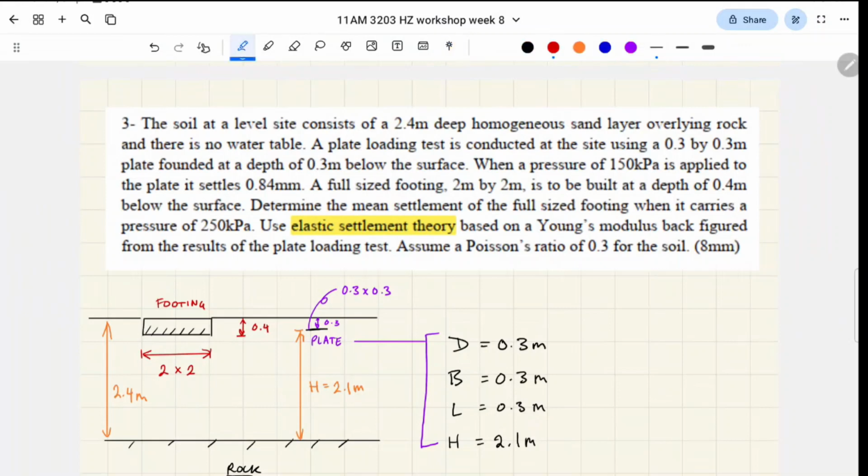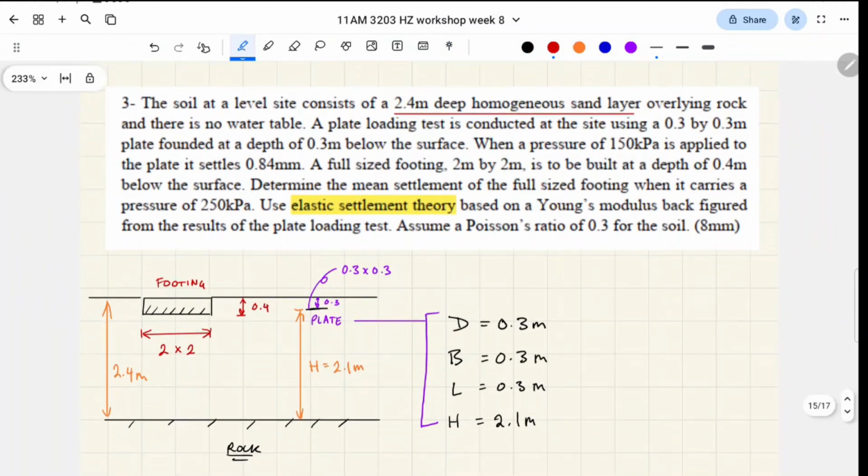So we have 2.4 meters of sand overlaying rock. That's what I drew here. So 2.4 meter soil layer. Specifically it's sand, so we know that we have to use our elastic settlement formulas, right? There is no water table, so that's all good. We don't have to account for any water effects.